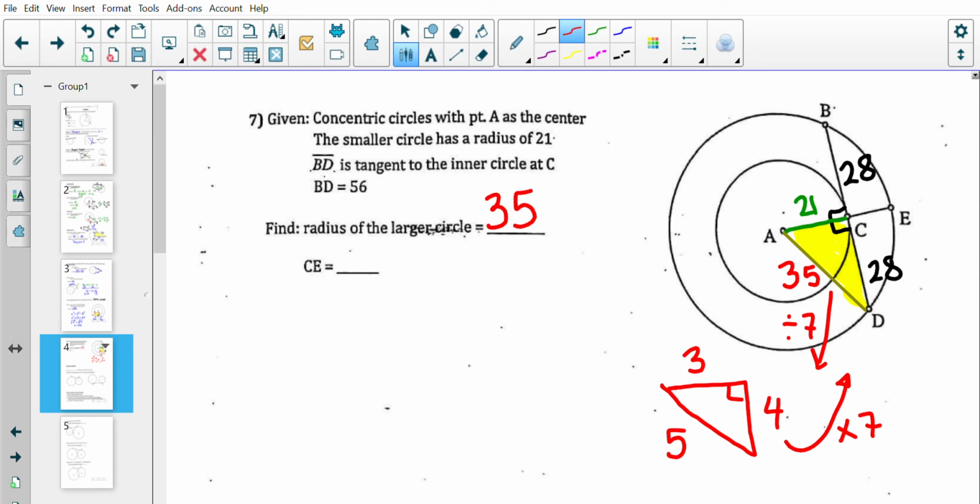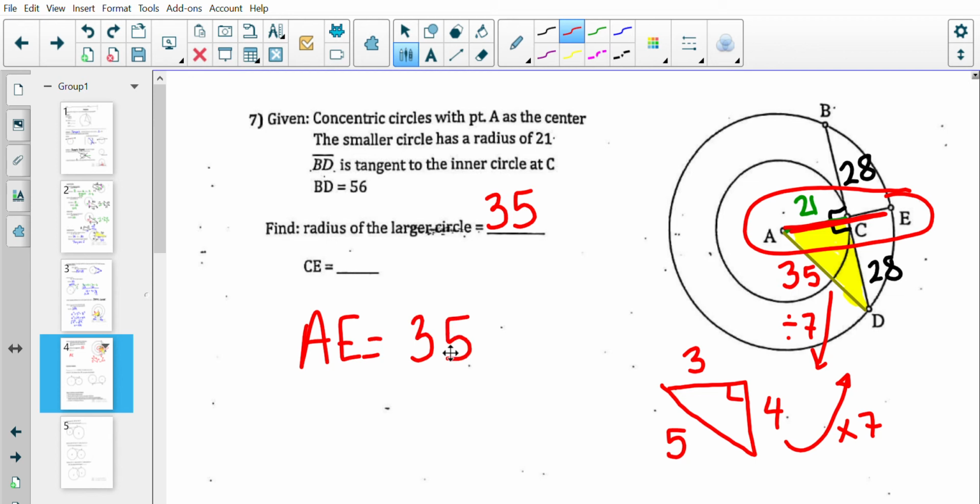Now this one's really sneaky right here. Well, look at A to E. Isn't A to E a radius of the larger circle? So we know AE is a radius which is 35 of the larger circle. So CE is going to be 35 minus 21, which is going to be 14 units long.